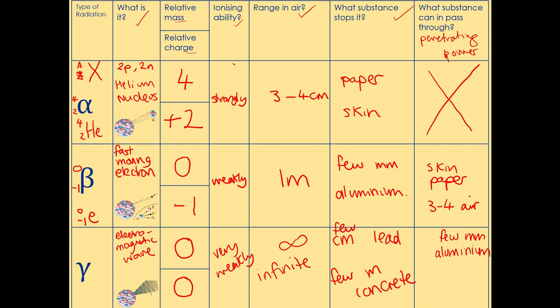It could also pass through a meter of air, it can also pass through everything alpha could pass through, so skin and paper as well. Okay, so like I said, there's no decay equation for gamma. That's nearly everything for this topic.